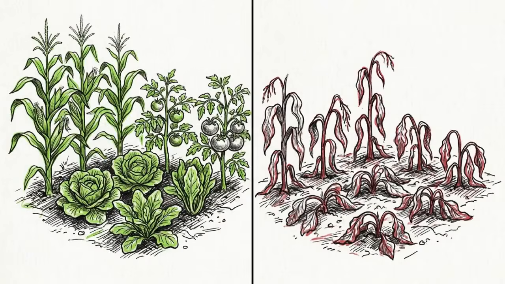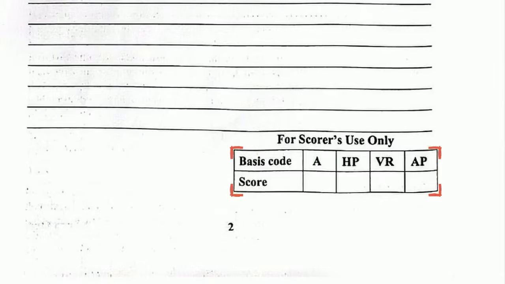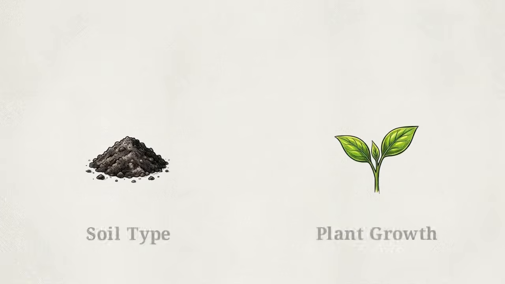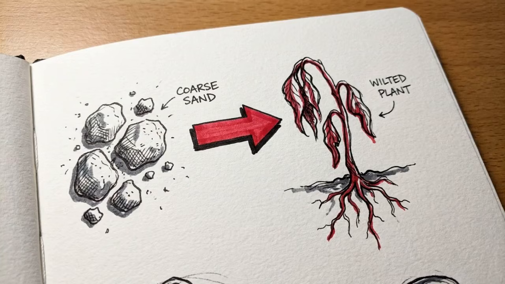In Ivan's Garden, plants are wilting despite identical water, fertilizer, and pest protection. The neighbor suspects the soil particle sizes in specimen C differ from those in specimen D. The scores grid for this task lists 4 codes, A, HP, VR, and AP. For code A, the aim, you must explicitly link the soil type to the resulting plant growth. For HP, the hypothesis, predict exactly how specimen C's physical properties lead to the wilting.